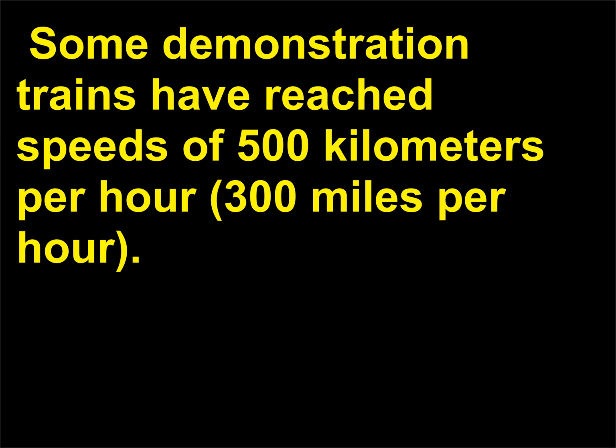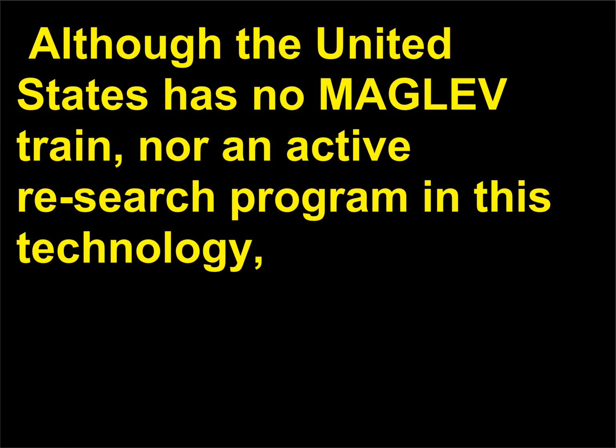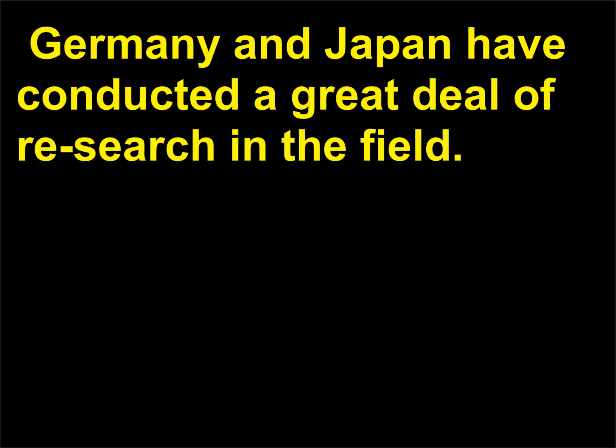Some demonstration trains have reached speeds of 500 km per hour, 300 miles per hour. Although the United States has no maglev train, nor an active research program in this technology, Germany and Japan have conducted a great deal of research in the field.